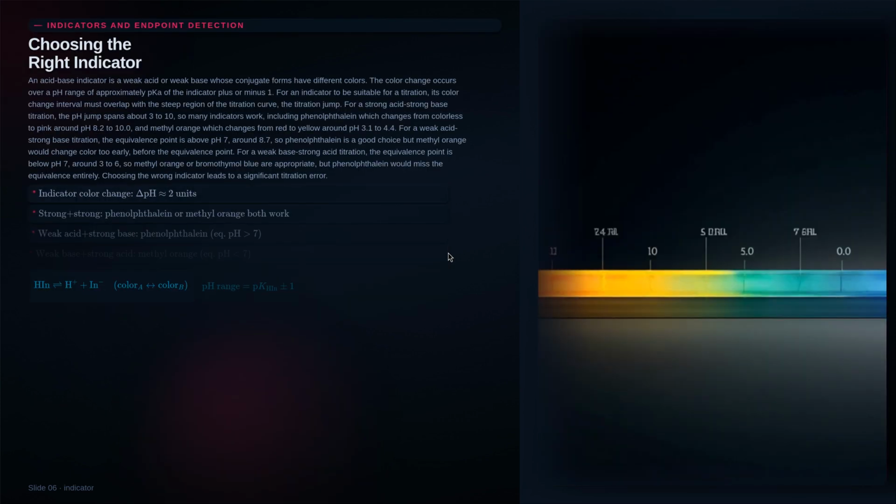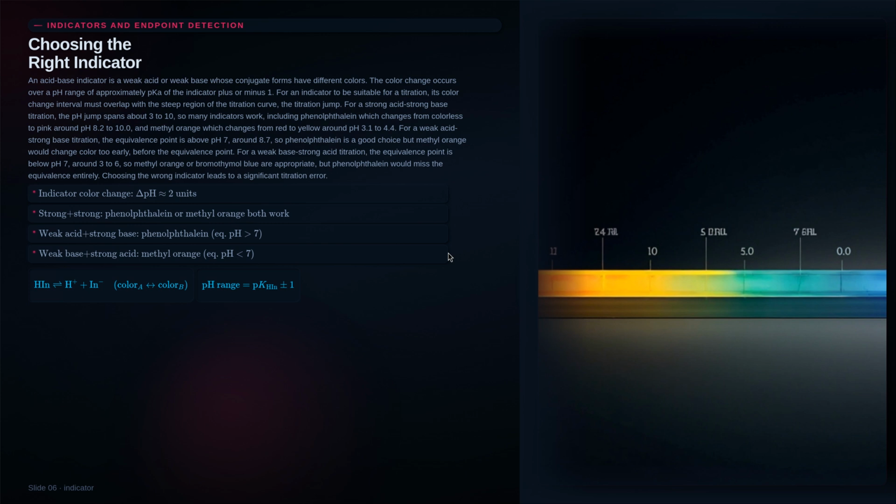An acid-base indicator is a weak acid whose conjugate forms have different colors. The color change occurs over a pH range of approximately pKa of the indicator plus or minus 1. For a strong acid-strong base titration, the pH jump spans about 3 to 10. So many indicators work. Phenolphthalein changes from colorless to pink around pH 8.2 to 10.0, and methyl orange changes from red to yellow around pH 3.1 to 4.4.